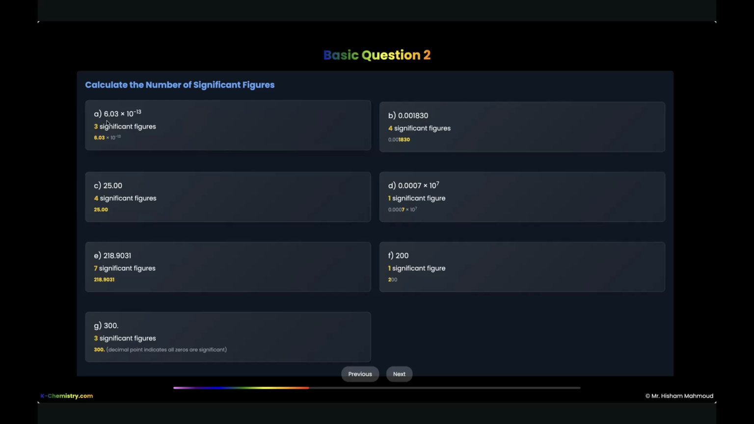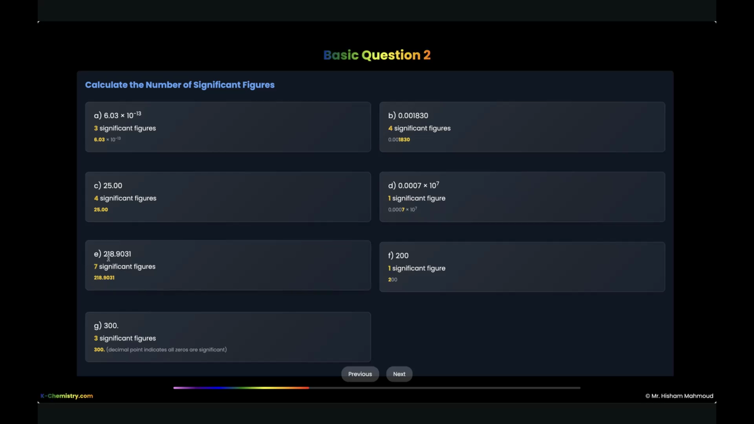Here I have scientific notation. In scientific notation, I take the 3 numbers here, so 3 significant figures. I have here 1830, 4 significant figures. The zeros on the left are never counted as significant, but the ones on the right, as long as there is a decimal point, will be counted. So 4 significant figures. Here I have 4 also. Here I have 1, because this one is counted, the 7. The other zeros on the left are never counted, so 1 significant figure.